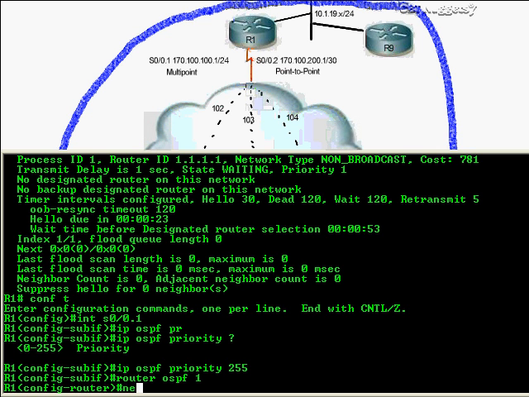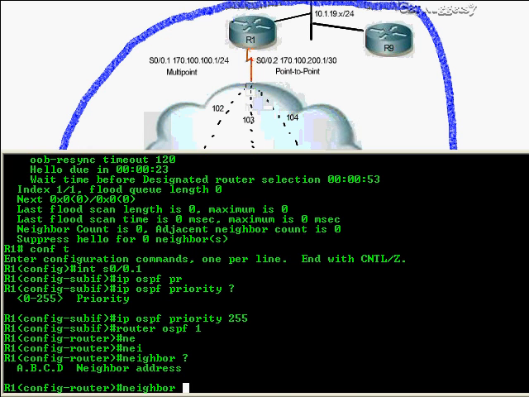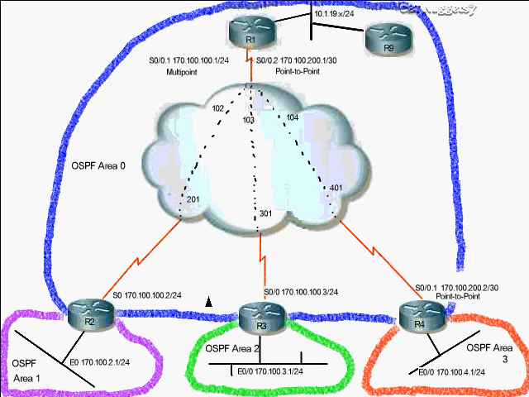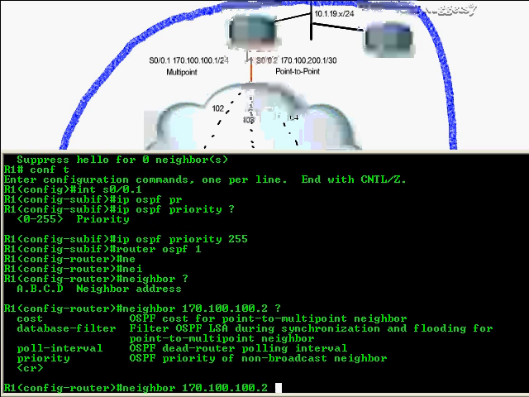Now let's jump into router OSPF configuration mode, because this is where we statically define our neighbors. I'm going to type in neighbor followed by the IP addresses, and let's look back at our topology. We have serial 0 here, which is going to be 170.100.100, and .2 and .3 are our two neighbors. So I'll type in 170.100.100.2. Let's make sure we've got everything.